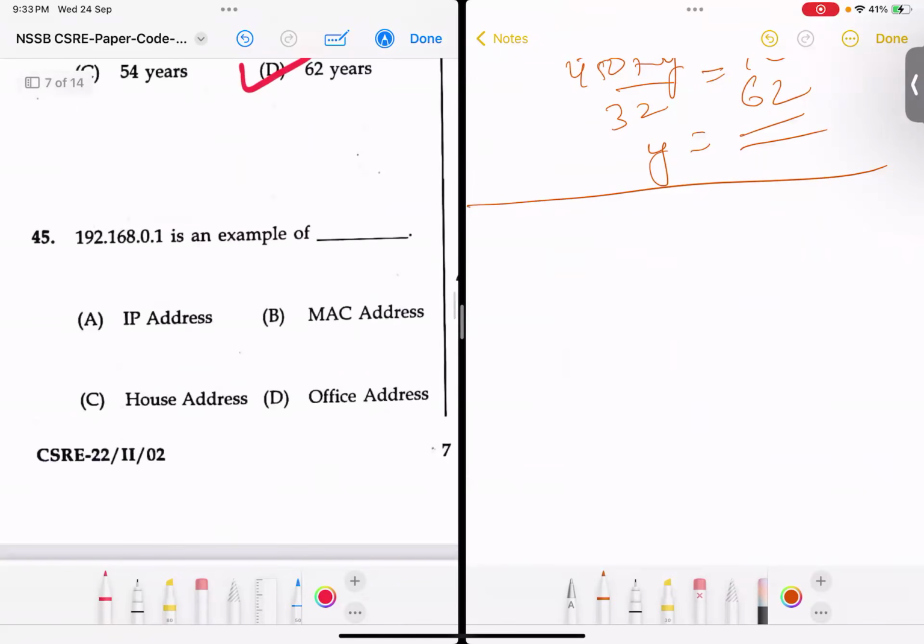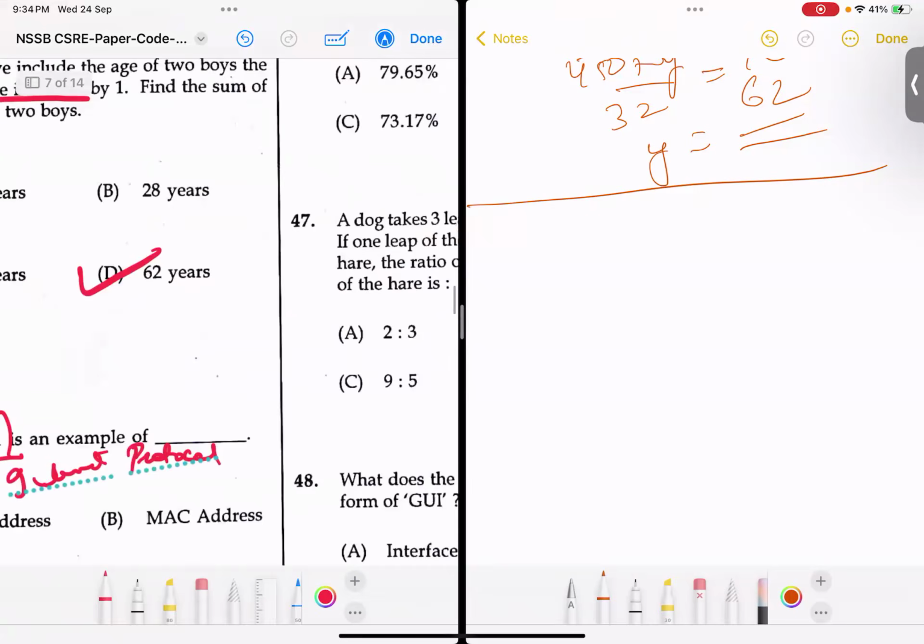Let's come to question number 45. 192.168.0.1 is an example of, so this is an IP address, okay? So IP stands for Internet Protocol. So every time a computer is connected to a network, okay, any type of network or an internet, that particular computer is assigned a specific number, okay? And this number is this, okay? So every time a computer is connected to an internet or a network, it is assigned a definite number, and that number is the Internet Protocol.